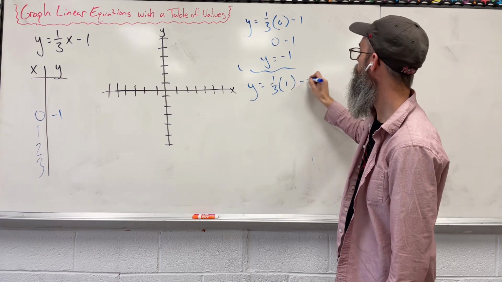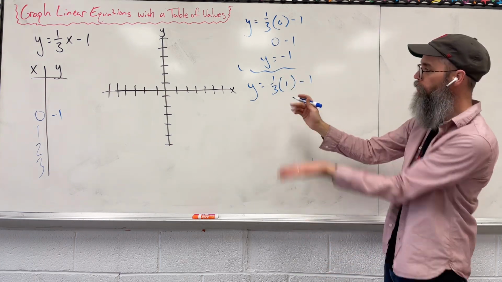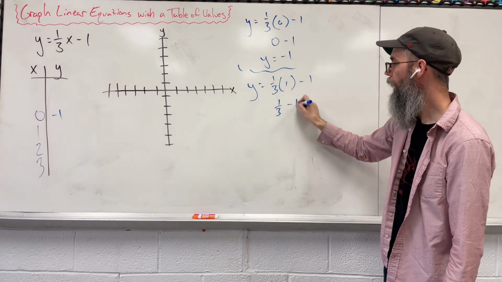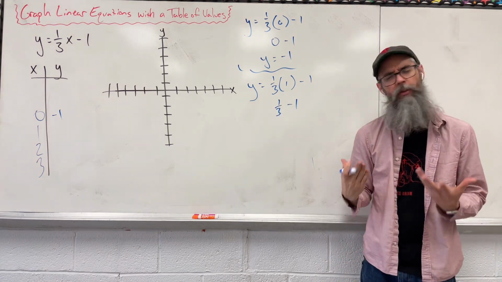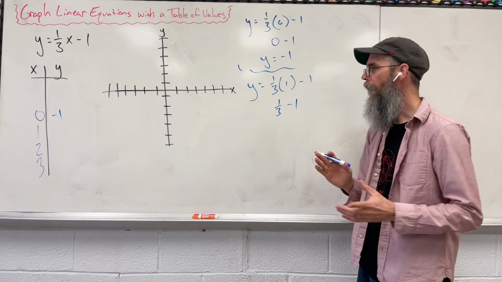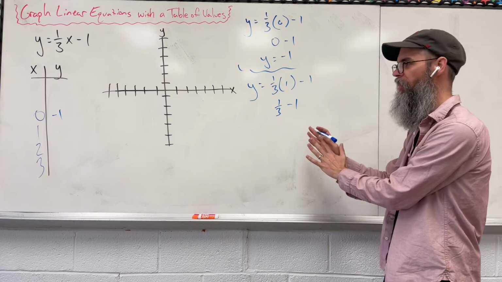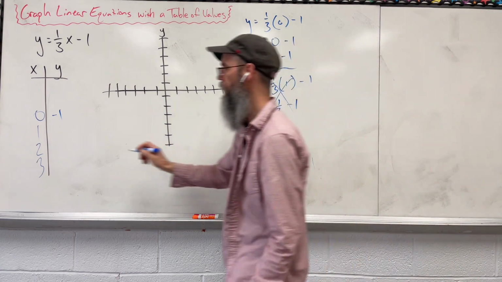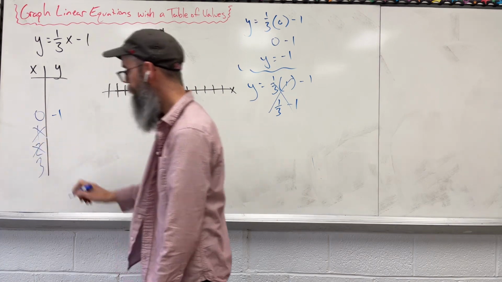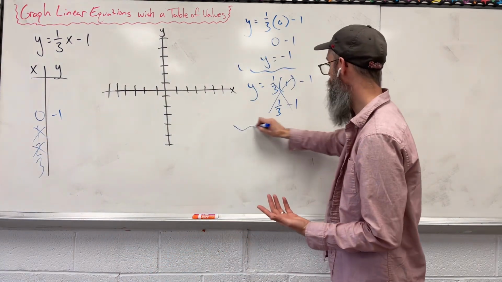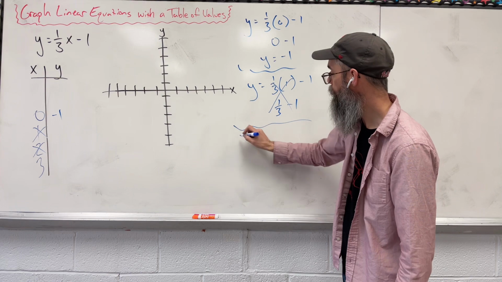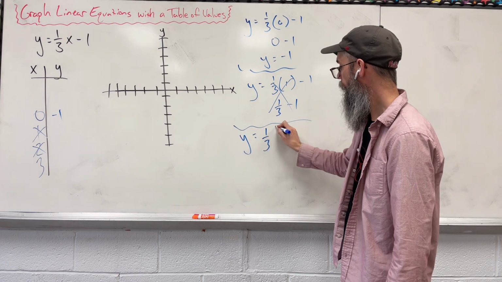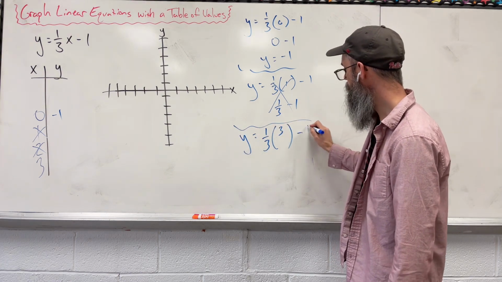1/3 times 1 minus 1. Anything times 1 is going to be itself, but I got a problem. I'm not that great with dealing with fractions. I'm actually not going to finish this. I'm going to skip 2 as well, and I'm going to jump down to 3. Why? Because it's going to help me out.